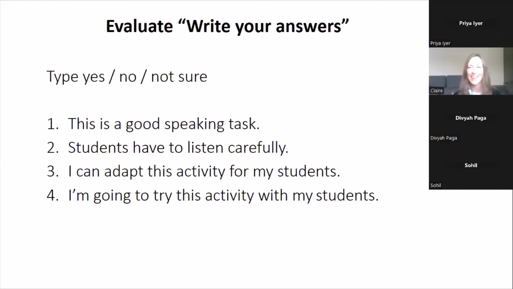Anyone saying, yes, I'm going to give this a go? Maybe, and some yeses, why not? No preparation required for this. Just keep your books closed and then read out the questions in the book.